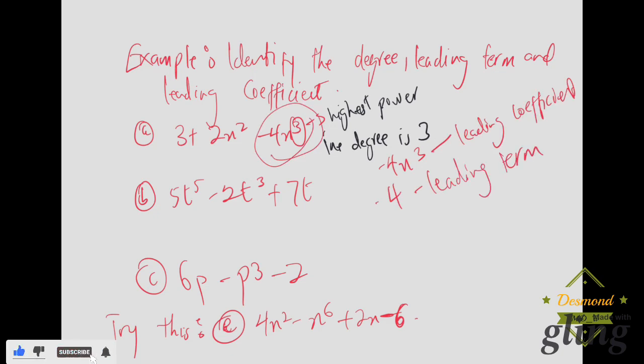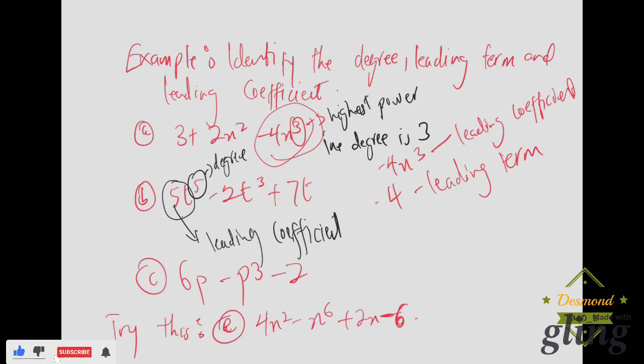Now let's take a look at B. You can try to pause the video and try to do it. Try to identify the degree. The leading term is the term containing the degree, 5t exponent 5. And the leading coefficient is the coefficient of that term, which is 5. It's very, very simple to identify all these things.